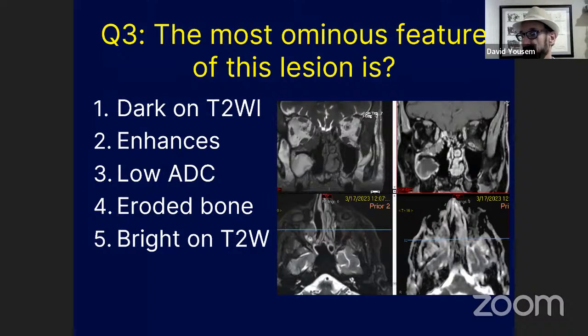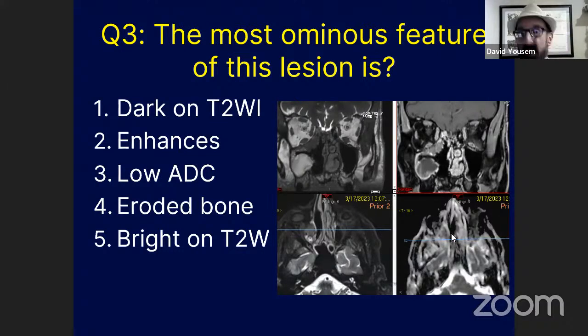All right, we got over 100 responses, so let's see what people said. Okay, so the answer to the question by the group is low ADC, and I would agree with that. The reason why I would agree with that is dark on T2, as you know, we just saw a case of allergic fungal sinusitis that can occur with inspissated secretions. It can occur with fungal sinusitis. It can occur with osteomas. I gave you all of those differential diagnoses. Enhancement. So enhancement is important, and solid enhancement is going to be a pretty good indicator that this is neoplastic as opposed to an inflammatory process.